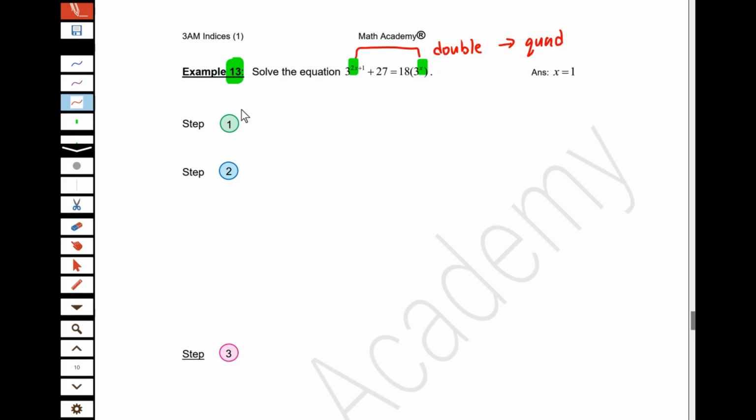First step, as usual, I'm going to split up the terms if I can. So my first item, I'll break it up into 3 power 2x times 3 power 1 plus 27. The last item, there's no way I can split, leave it alone. Now, once you have split, you should see whether you have something to simplify. Otherwise, it's time to do replacement.